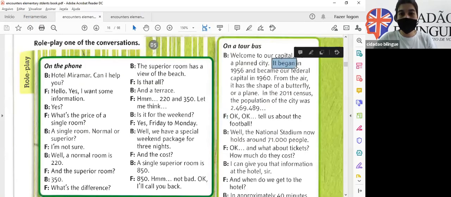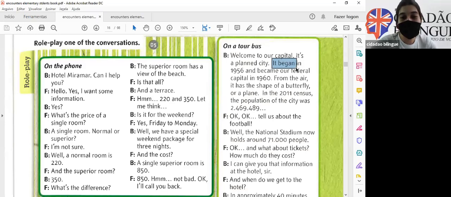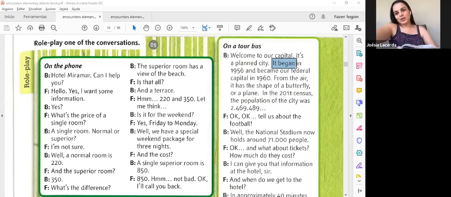It began in 1956 and became our federal capital in 1960. From there, it has the shape of a butterfly or a plane. In 2011, since the population of the city was... Esse eu não sei. Very good. Vamos lá, juntos. Okay, let's do it.